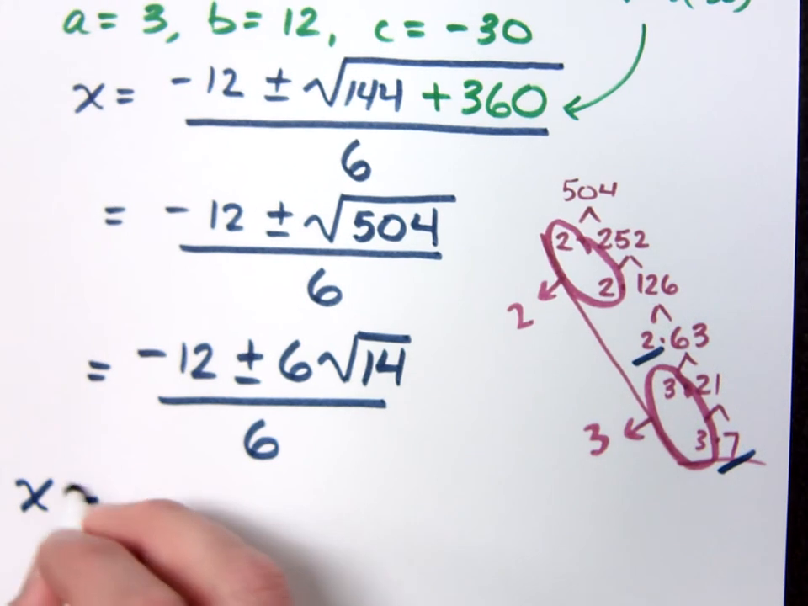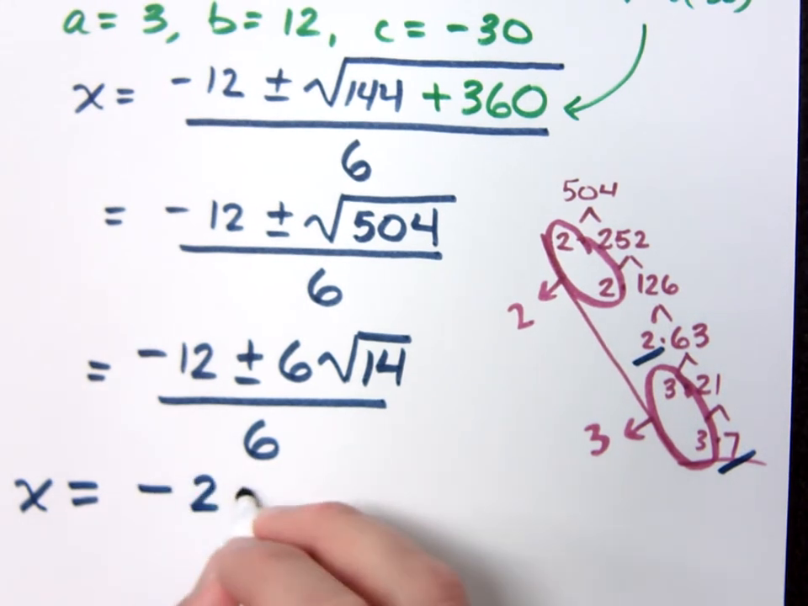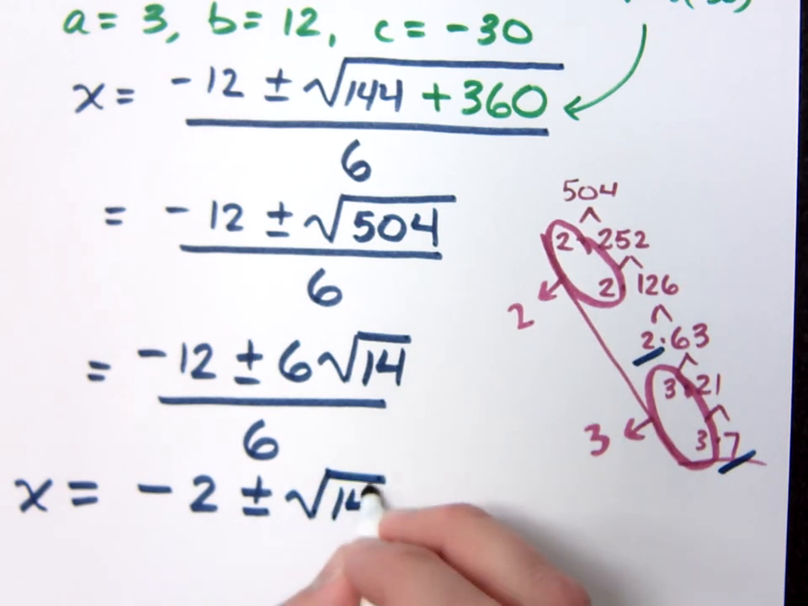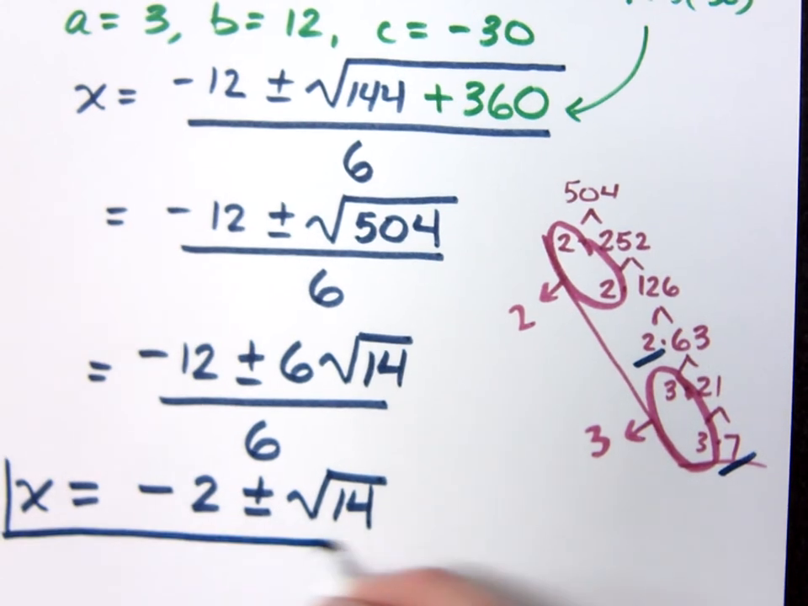Now I can reduce everybody by the common factor of 6, and I get what? Negative 2 plus or minus the square root of 14. Do I need to write a 1 in front of that? No. Is this the same answer that I got before? Yeah.